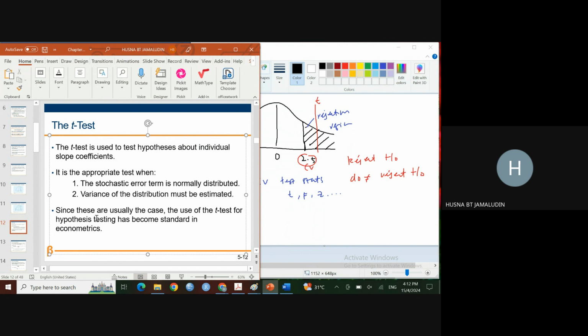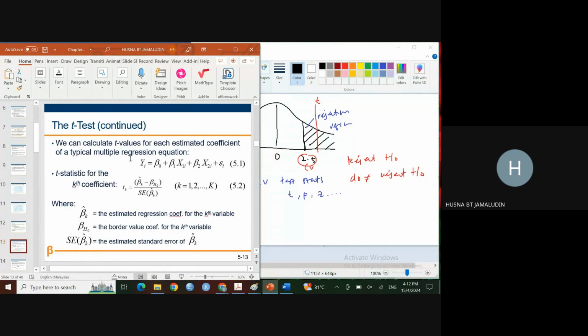Okay, since these two are usually the case, of course your error term should be normally distributed and you want to estimate your variance. The use of t-test for hypothesis testing has become standard in econometrics. Okay, normally we're going to use t-test in econometrics. Okay, so we can calculate t-value for each estimated coefficient.